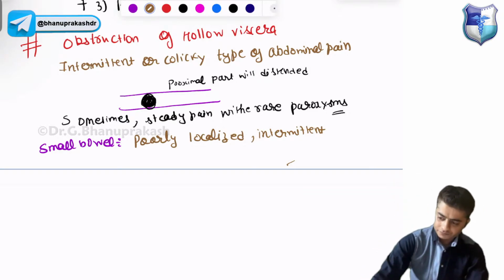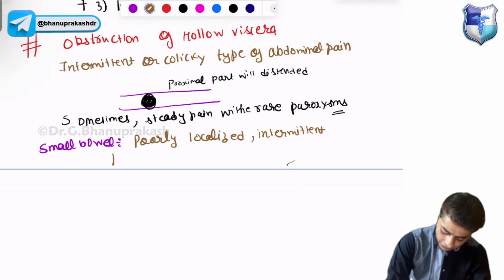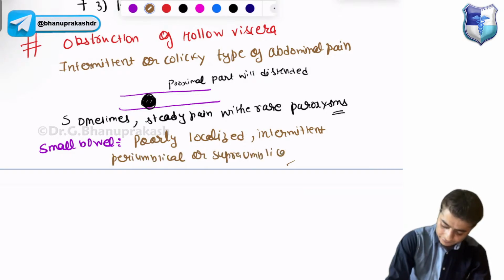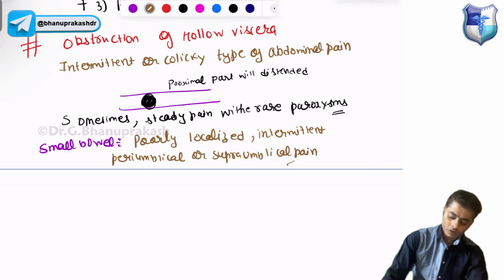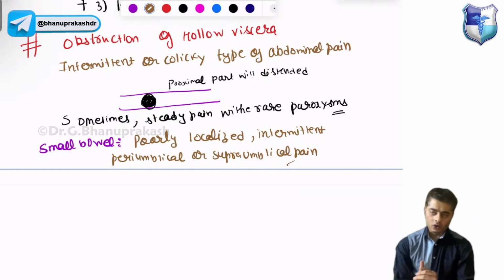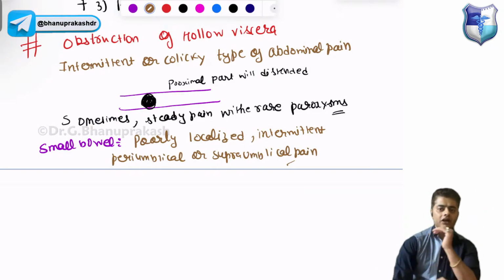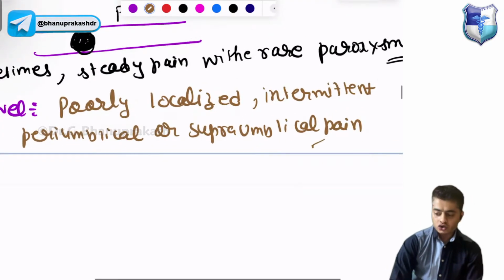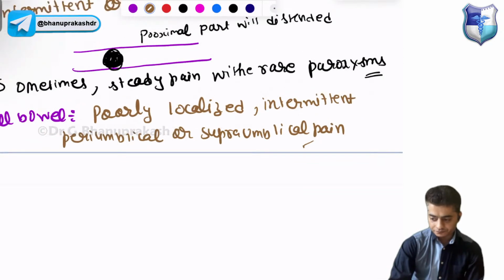It is intermittent, and it is in peri-umbilical or supra-umbilical pain. So why is it poorly localized? I have told you that pain will convert into a steady type of pain due to distension. And what we have seen is that visceral peritoneum pain, most of the time, is dull and diffuse, and it is in the midline of the body. That's why the pain is periumbilical or supraumbilical.